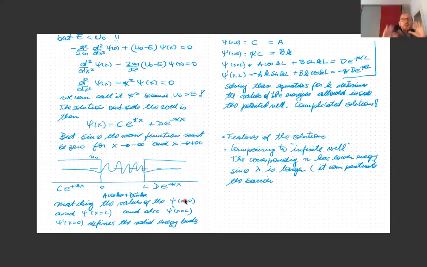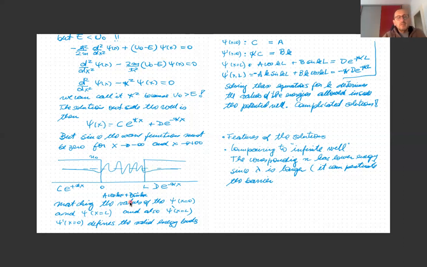This solution is rather different from what one would expect from Newtonian mechanics. In Newtonian mechanics, if you have a particle at this potential level, it will never go inside the barrier. And here it does. It penetrates inside.